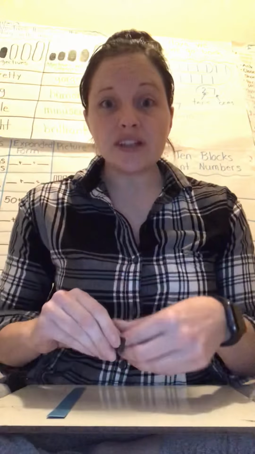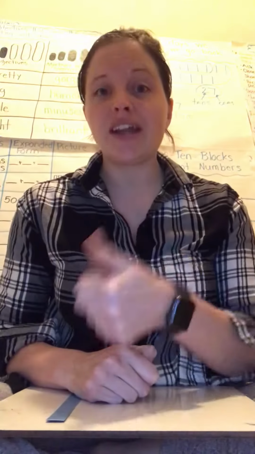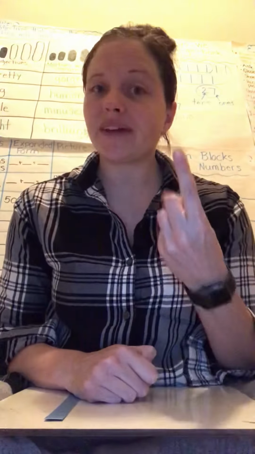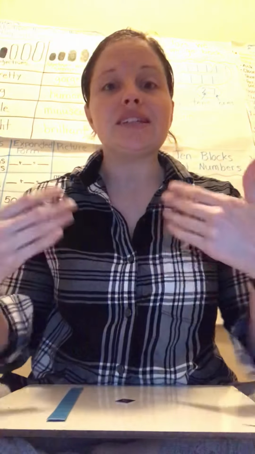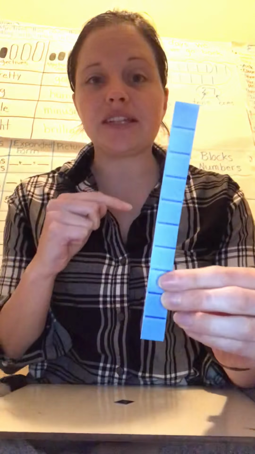So you guys did a great job counting by tens to 100 and comparing your numbers with greater than, less than, and equal to. So yesterday you talked about making groups of 10 to make it easier to represent numbers. Today we're going to use our base 10 blocks, which you've seen before when we represented our teen numbers.